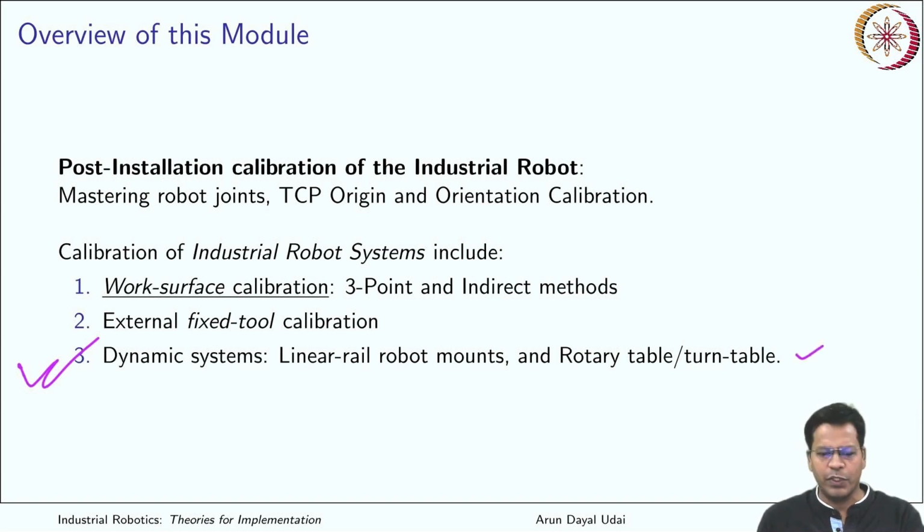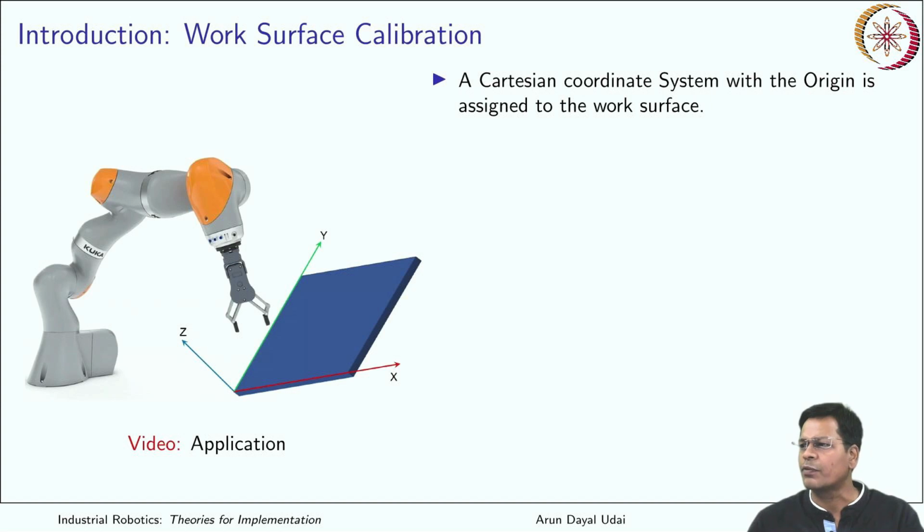Let us move ahead with work surface calibration, that is today's lecture. So what is work surface calibration? A coordinate system with an origin is assigned to the work surface. Let us say your robot has to work on a nearby surface. Even a horizontal flat table is a work surface. Different kinds of objects may be placed on the table itself, and the robot is supposed to do a pick and place task, or it may have to do some array type of job. All those kinds of jobs require work surface calibration. It is easy to do if it is calibrated well.